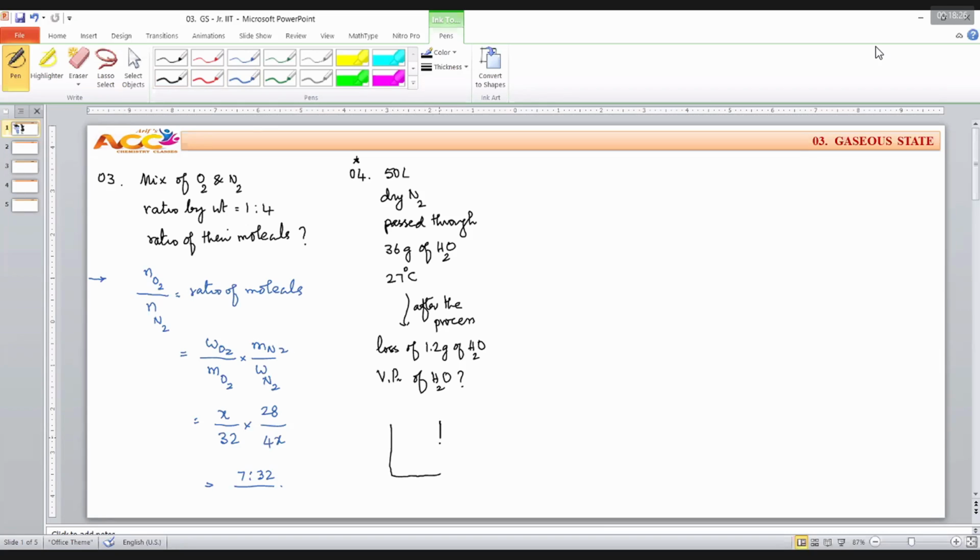There is a container in which I am having water. This is the water available, right? How much amount of water? 36 grams of water is given. Okay, no problem. We take it in terms of weight. I don't want weight at present. 36 grams of water is available.